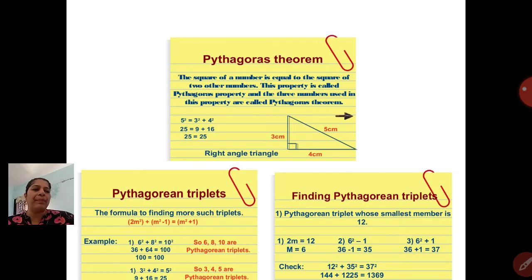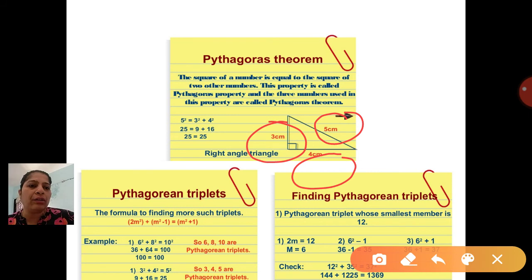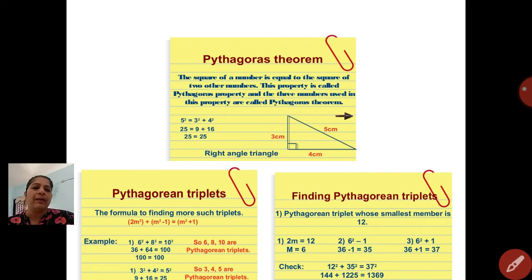Suppose, for example, the hypotenuse is 5, the base is 4 and the height is 3. As the longest side is the hypotenuse, we have to find the square of 5. Square of 5 is 25, as well as square of 3 plus square of 4 is also 25. So this triangle follows the Pythagoras theorem, and the triangle is a right angle triangle.